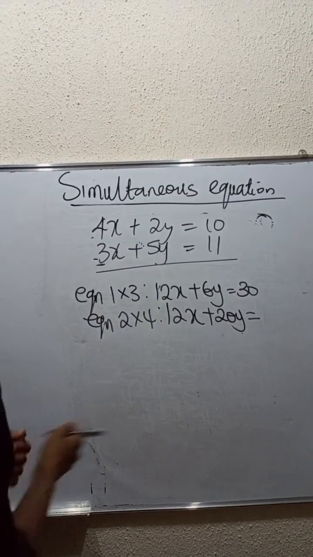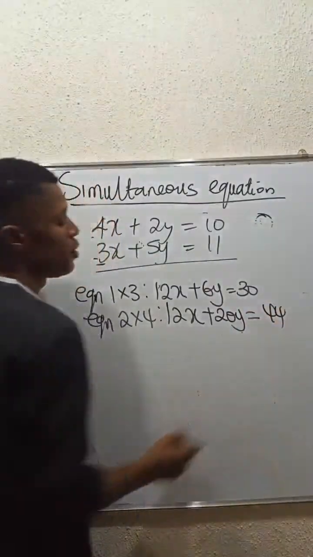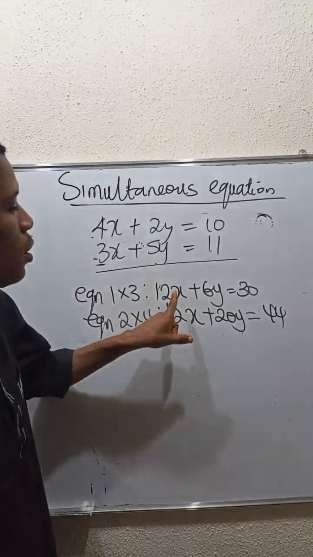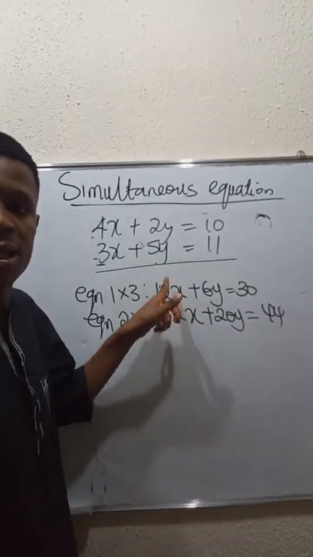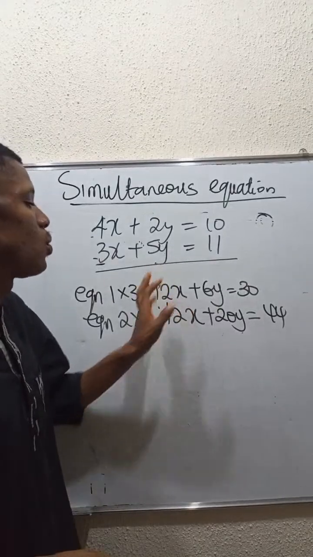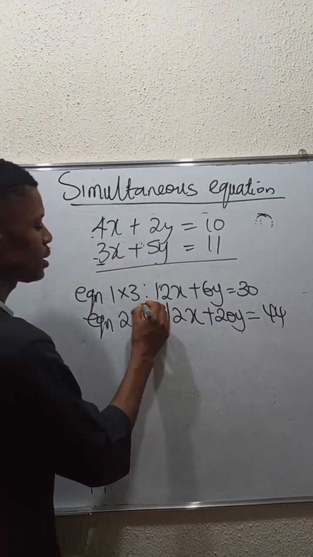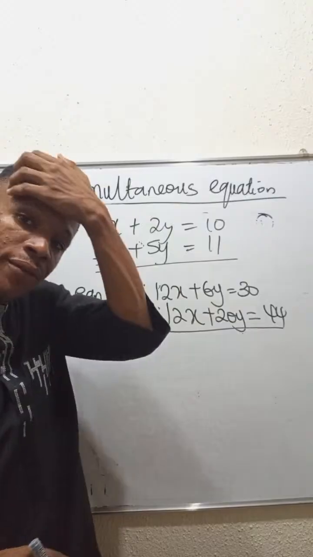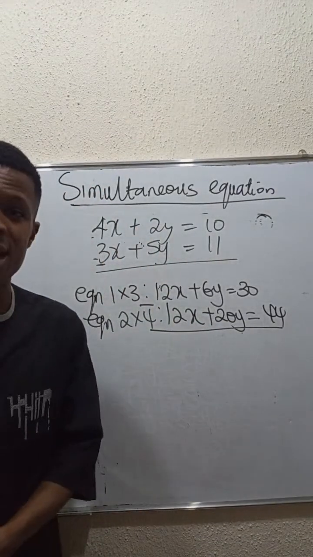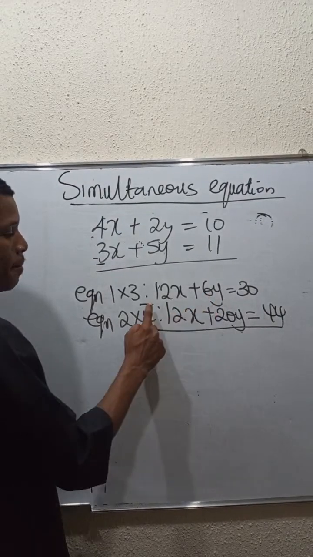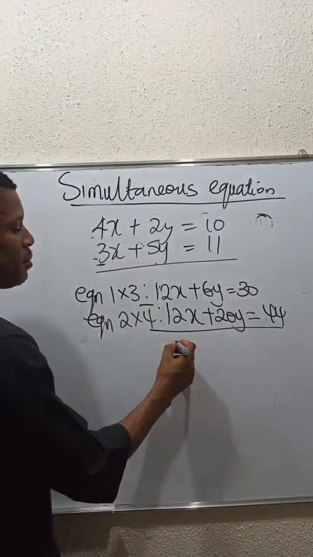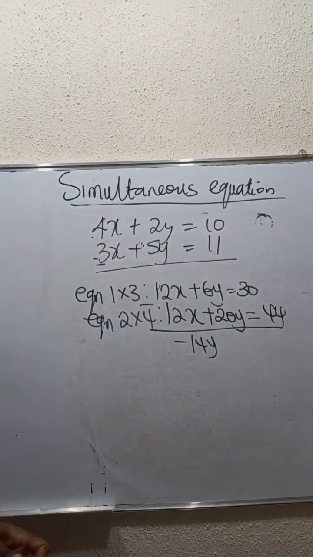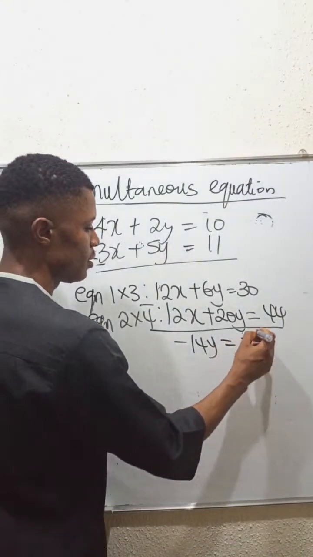Okay. 4 times 11 is 44. You can now see that the equations have changed a bit. Here you can see that the coefficients of x are now 12 and 12. So you can now subtract. If you subtract the two new equations, 12x minus 12x is 0. So x is eliminated. Then 6y minus 20y is minus 14y, and 30 minus 44 is minus 14.